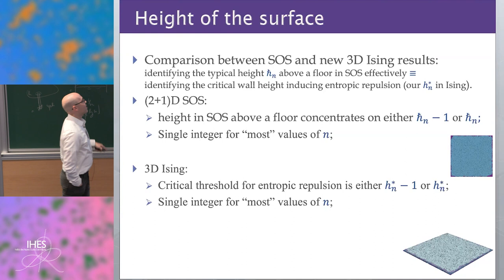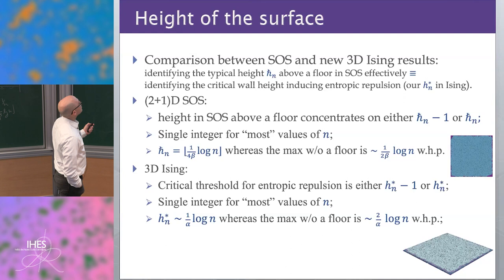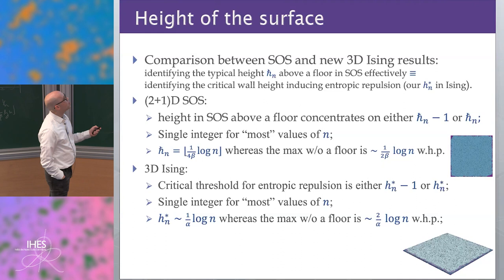And let's compare the value. Here it was 1 over 4 beta log n. And the maximum you can show is exactly 1 over 2 beta log n. Okay, so 1/2 of the maximum.